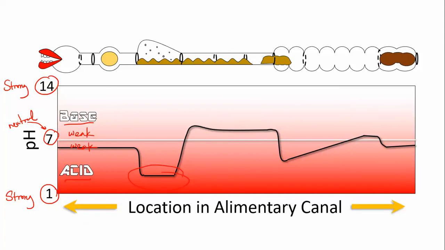And then hopefully you are aware of which area in the alimentary canal is most acidic. There is a very highly acidic part of your body, a particular organ that has a very low pH inside.